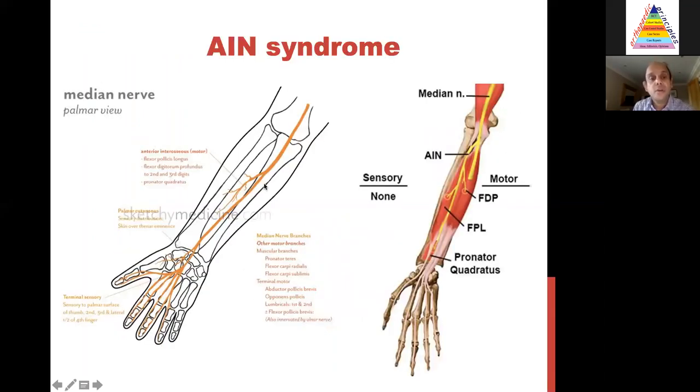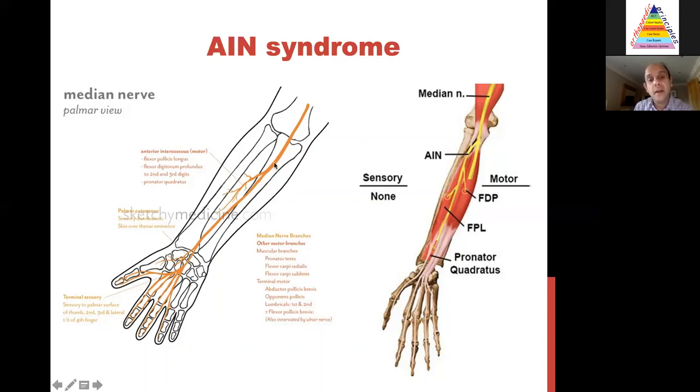AIN syndrome. So again, this is another diagram for the nerve. So median nerve, as soon as it crosses pronator teres, it gives rise to the anterior interosseous nerve, which is going to supply your FPL, FDP to your index and middle, and your pronator quadratus. It's a pure motor nerve. And then that's your palmar cutaneous branch, which is going to supply the thenar eminence on the volar side. And then the median nerve itself gives rise to common digital, then proper digitals, which supply 3.5 radial fingers.